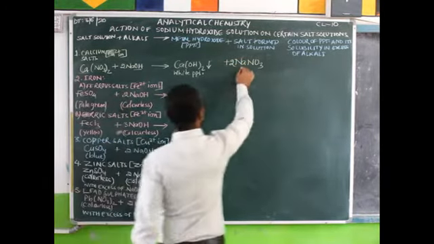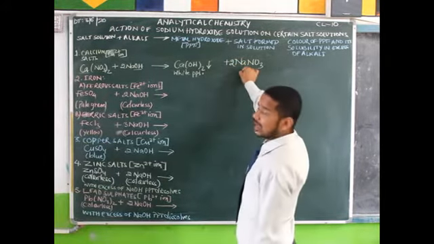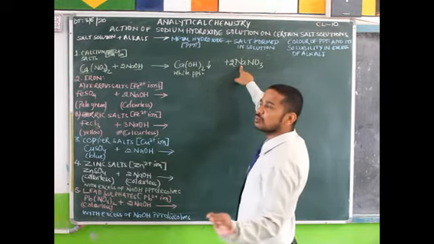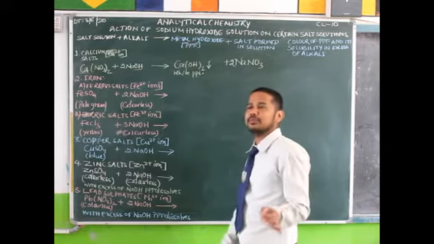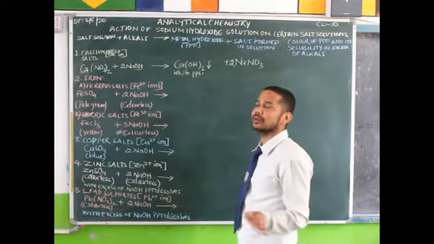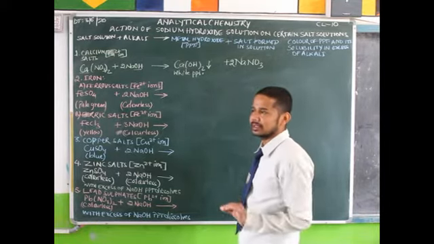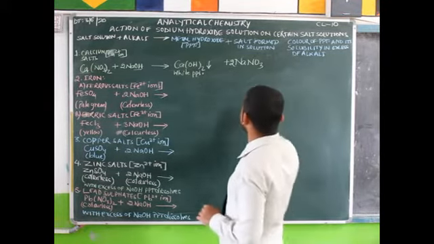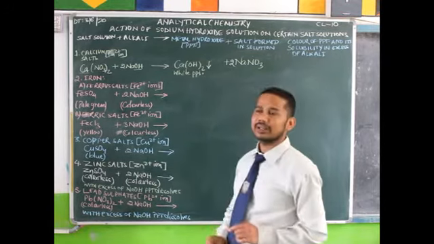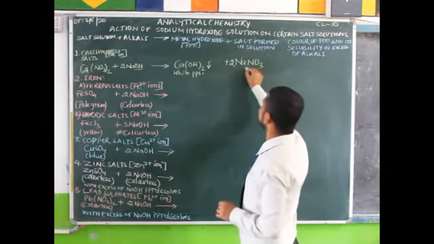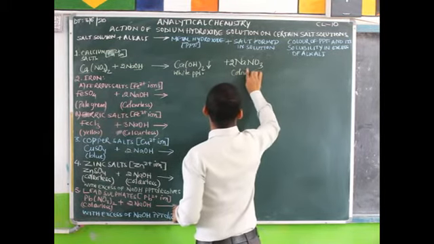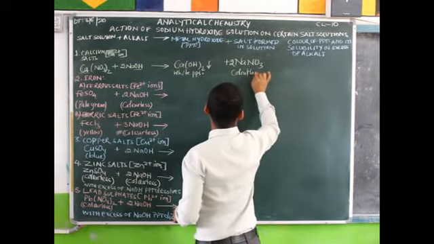Now what about the color of this? Last class we learned that group 1, group 2, group 13, 14, 15, 16, 17, all the metal ions are colorless. And nitrate is also colorless. So this salt will be colorless.